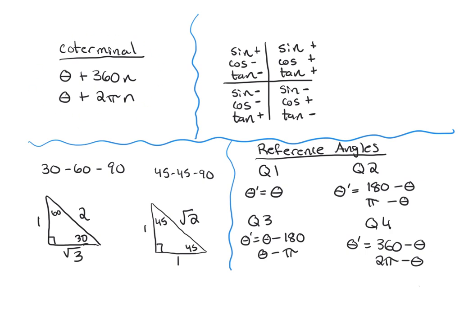Coterminal angles is just adding 360 or adding 2 pi, or subtracting. Knowing when your trig functions are positive or negative depending on the quadrant, knowing your special right triangles, and then in the last video, these reference angles. So what you do to find your reference angles in each quadrant.